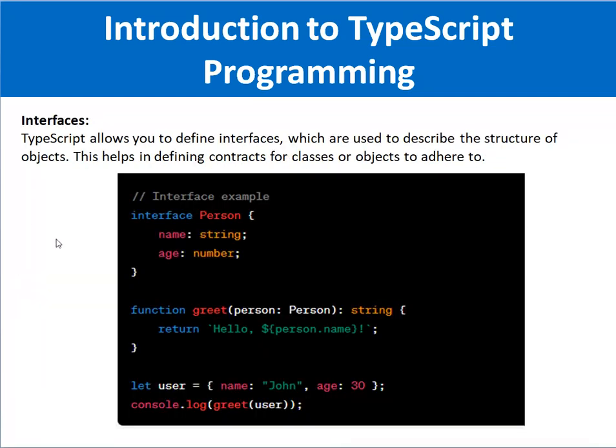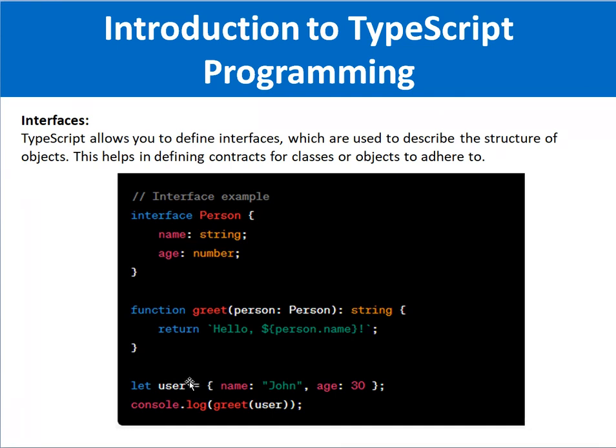Now, interfaces. Friend, TypeScript allows you to define interfaces, which are used to describe the structure of objects. For example, this is the interface Person, which has a name, string, and an age, number. Every person has a name, every person has an age. Now the function greet will take an object person from this interface, and it will return hello person.name.